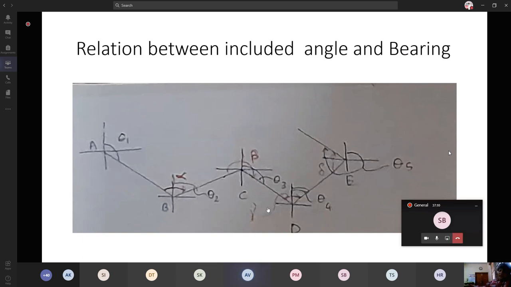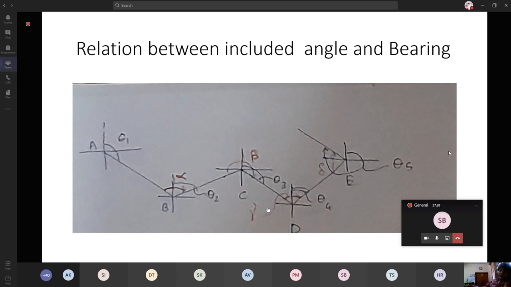The included angles are measured in the clockwise direction. Mind it, the included angle between the lines is measured in the clockwise direction. Do you understand that?